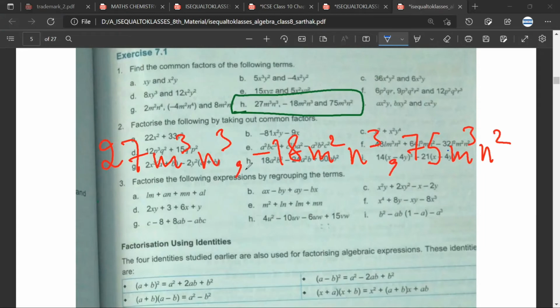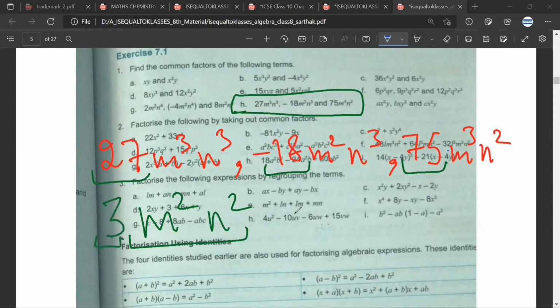M cube n cube, m square n cube. Yeah, m cube n square. Okay, so can you suggest what is the common factor? M square, n square. Yeah, that is the common factor, but we will have to take a common factor from these numbers also. Can you suggest what is the common factor from these numbers? 3.